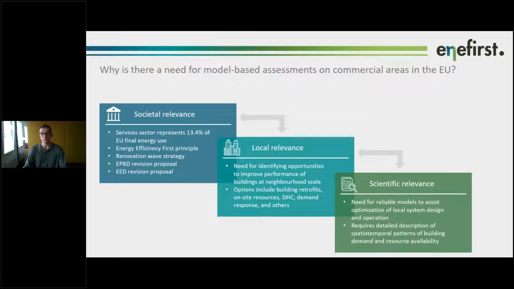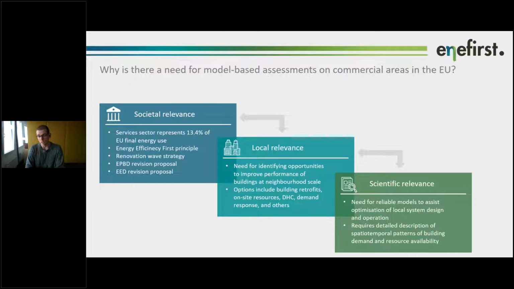And finally, of course, there's some scientific relevance to this. Urban planning basically requires reliable tools to assist this overall optimization process for energy systems. And in technical terms, this study of optimal energy system configurations at the local level is, on the one hand, a multi-objective problem, because there's not only the target of reducing greenhouse gases, but also to ensure cost effectiveness, to minimize initial capital expenditures, for example.